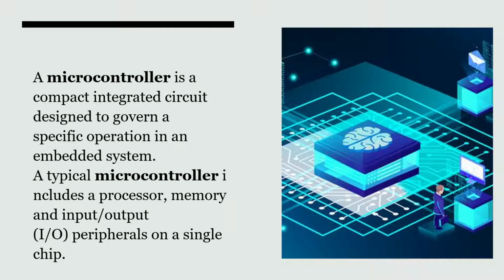Before starting, let's discuss what is a microcontroller. A microcontroller is a compact integrated circuit designed to govern a specific operation in an embedded system. The difference between microprocessors and microcontrollers is just that microcontrollers perform only one action while microprocessors perform many operations.